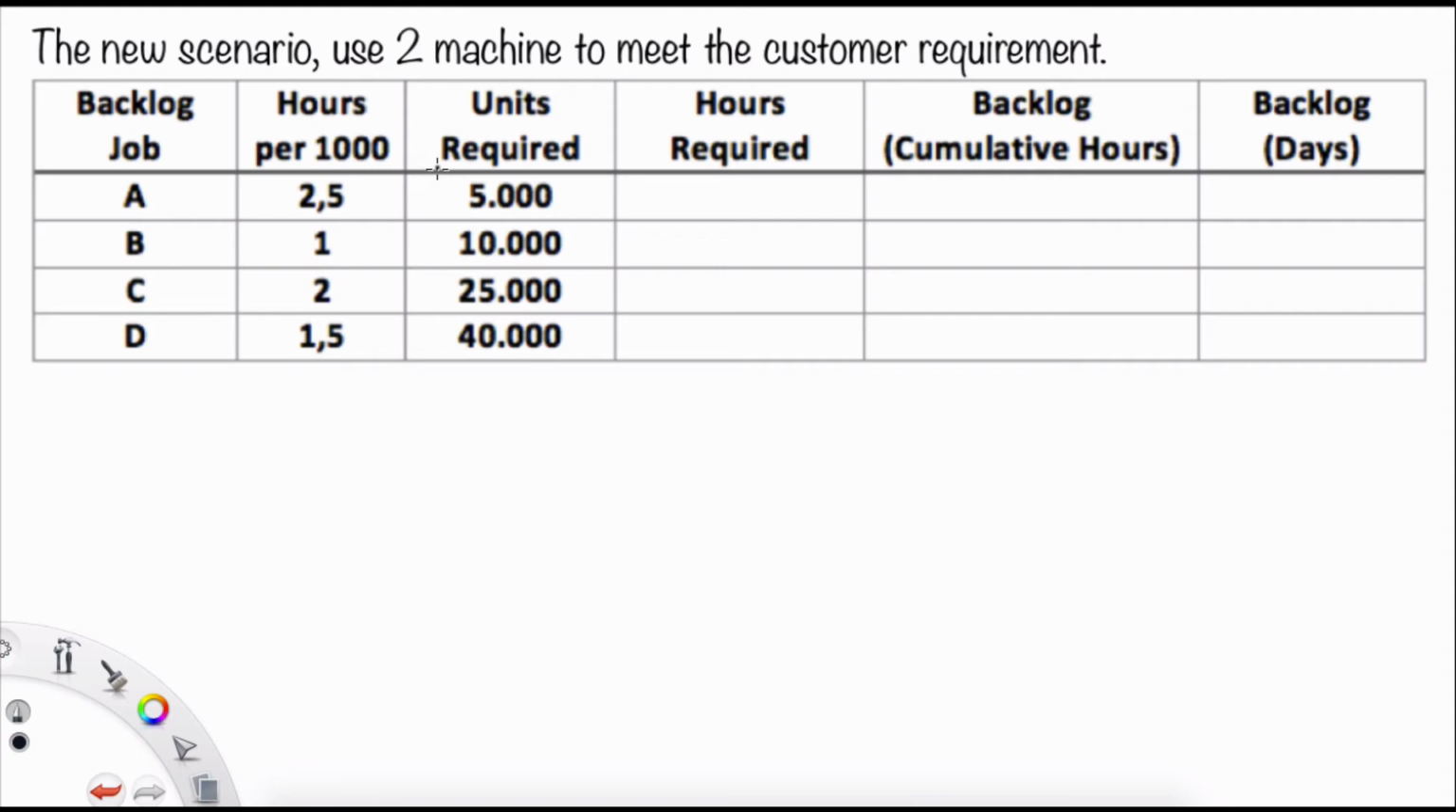Because we are using 2 machines, the hours to produce 1,000 units are only half: 2.5, 1, 2, and 1.5 hours. The unit requirement is still the same because we don't change anything. We only add 1 machine. So how many hours are required? We can use the same calculation as the previous one.